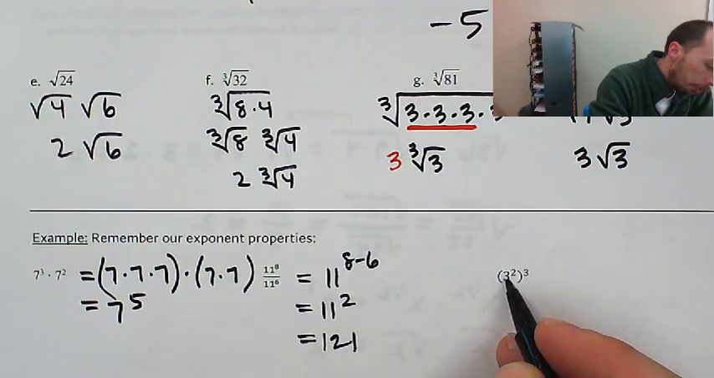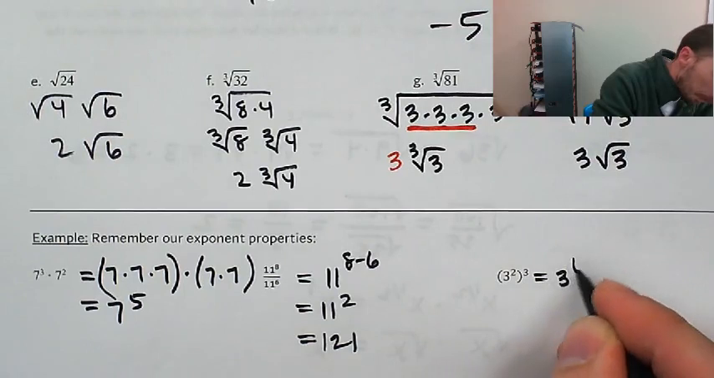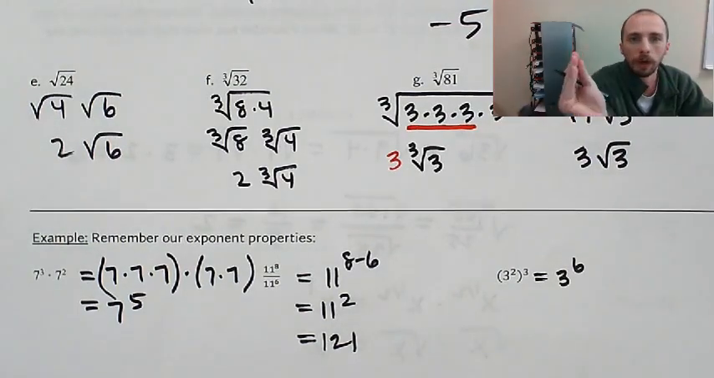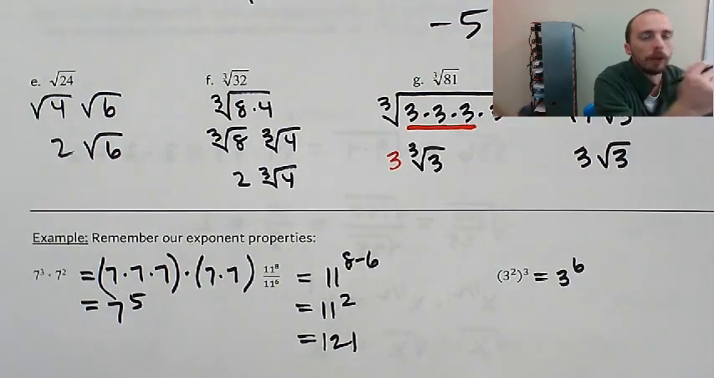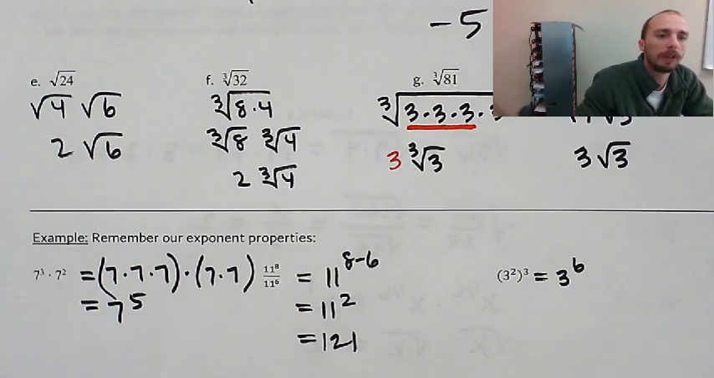Okay, and then 3 to the 2 to the third, power of a power, we're going to multiply those exponents, right? Because it's 3 squared times 3 squared times 3 squared, and then we would just kind of add those exponents. That's another way you can think about it. But I was reminding you of those exponent properties.